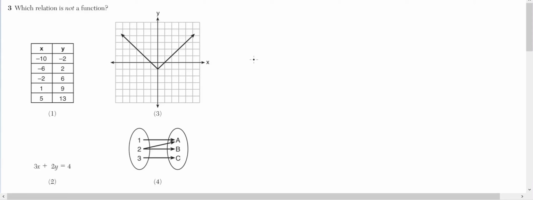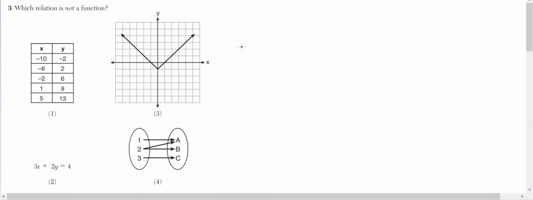Now, this would be a lot easier if all 4 of the relations were, say, graphs. That way we could apply the vertical line test. And whichever one didn't pass the vertical line test, we could conclude that that's not a function. However, choice 4 prevents us from doing that because we can't really graph the relation 1, 2, 3 to A, B, C, in the same way we could plot a bunch of XY points from either of these other choices.